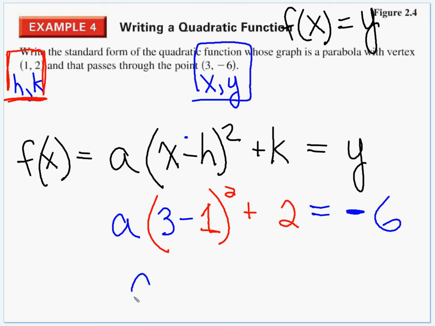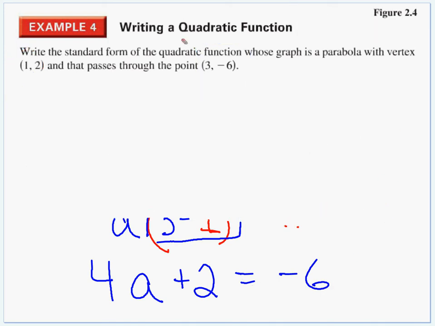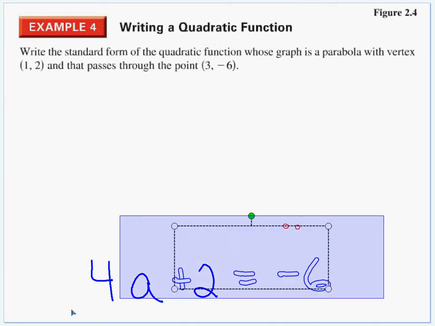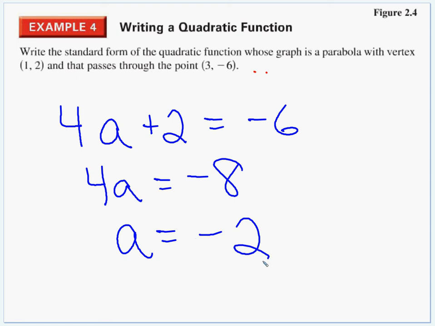So this becomes a, and let's work here in the parenthesis. 3 minus 1 is 2, and then we square that. 2 squared is 4, so I can write that as 4a plus 2 equals -6. And then we're almost home for this part. To get the 4a alone, we're going to subtract 2. So 4a equals -6 minus 2 more is -8. And then if we divide by 4, -8 divided by 4 is -2.